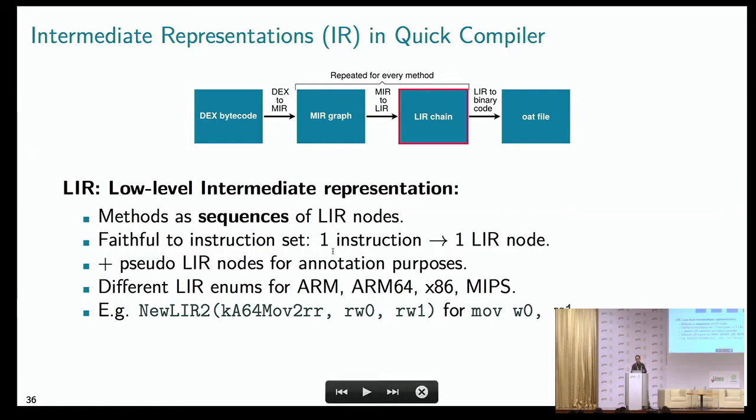And you have extra LIR nodes, which are used to represent things like barriers, for example. So if you want to have the concept of a barrier which delimits the code, which puts a limit to where you can push loads, for example, then you would use a pseudo LIR. As we have several supported target architectures in ART, we have several different enums for LIR nodes for ARM, ARM64, x86, and MIPS. And here you see how in the quick compiler you would generate one of these nodes. This is a node for the move W0, W1.